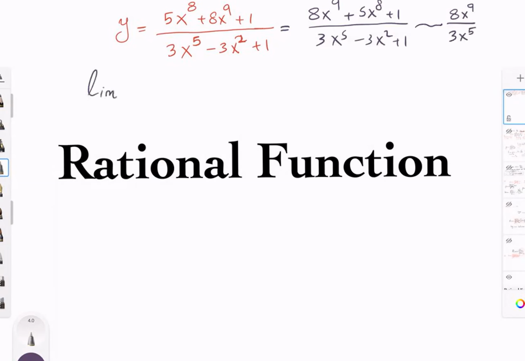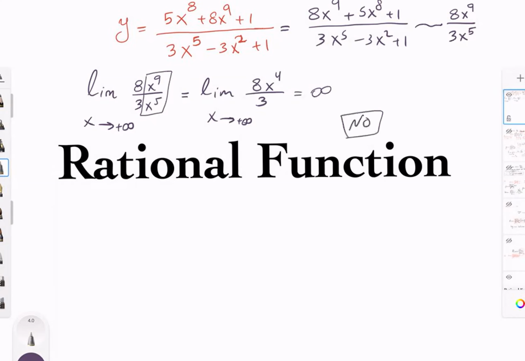So we need to find the limit of 8x to power 9 over 3x to power 5 as x goes to positive infinity or negative infinity. What do you think the answer will be? If I simplify the x, I get 8x to power 4 over 3 by subtracting the exponent. As x goes to infinity, what do I get? Is it infinity? Very good. So the answer here is infinity, and we don't have a horizontal asymptote. So there is no horizontal asymptote for this rational function.